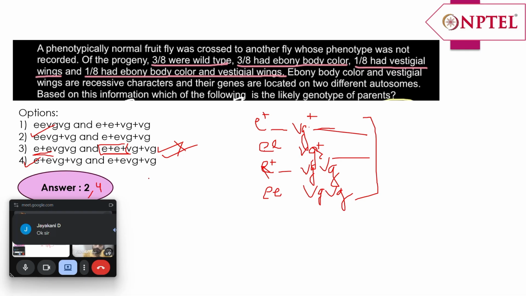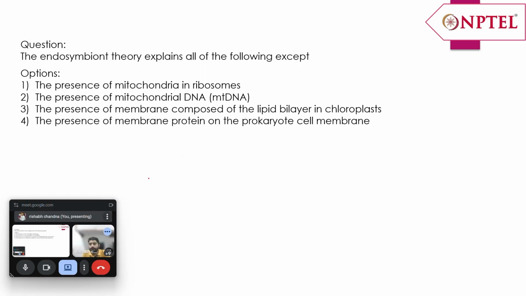Okay. So let's move on to the next question. Endosymbiont theory explains all of the following except.